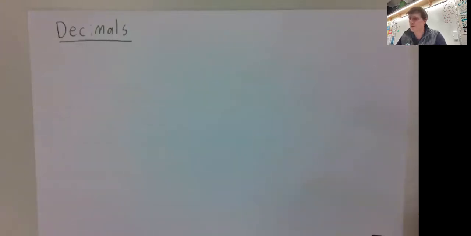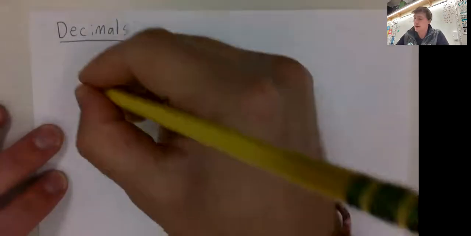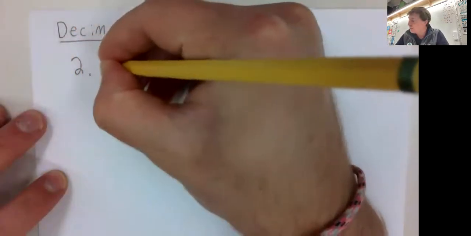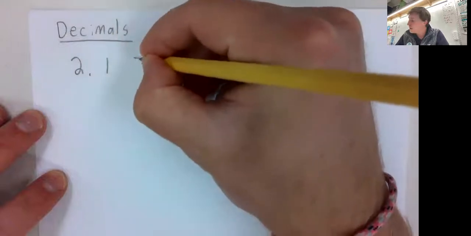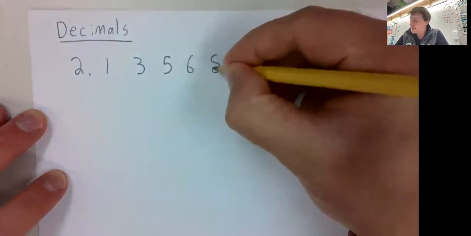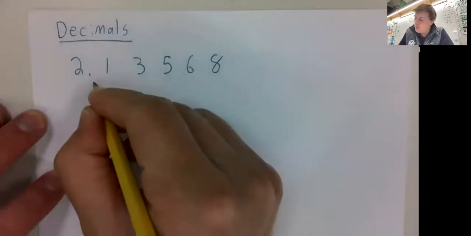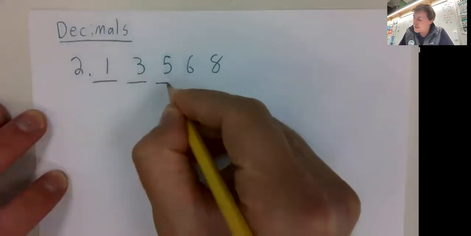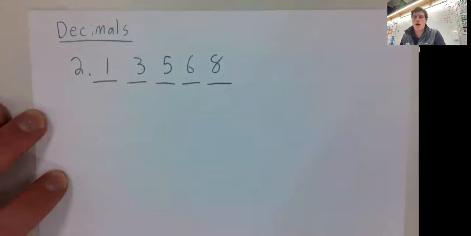Okay, so decimals, remember, are fractions of a whole number or a portion, smaller than one, between 1 and 0. What am I talking about? Let's start with 2.135668. It's really important that we are understanding the place values of all of these numbers.